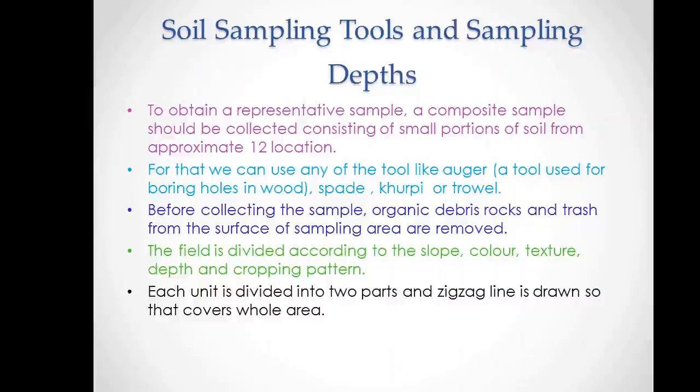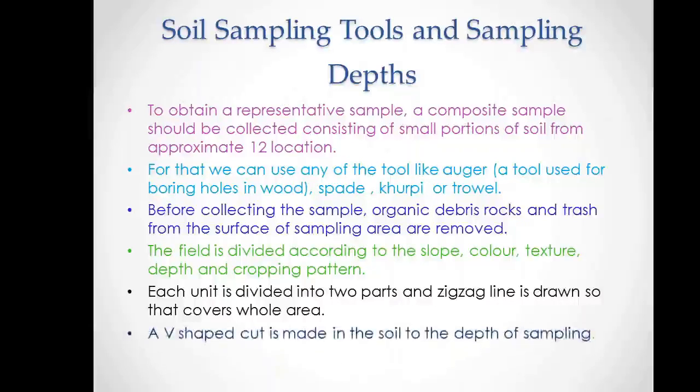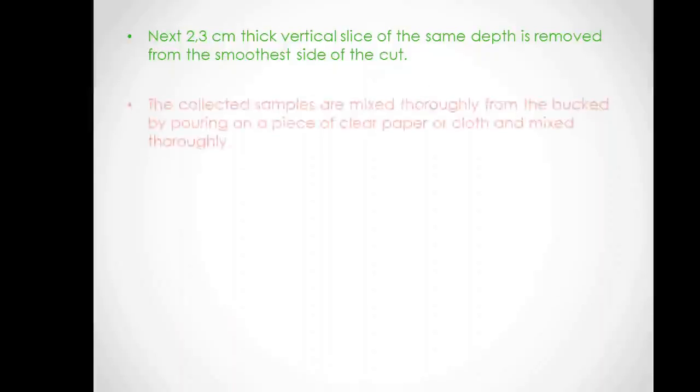Each unit is divided into two parts and a zigzag line is drawn so that it covers the whole area. A V-shaped cut is made in the soil to the depth of the sampling. Next, a 2-3 centimeter thick vertical slice of the soil is removed from the smoothest side of the cut.